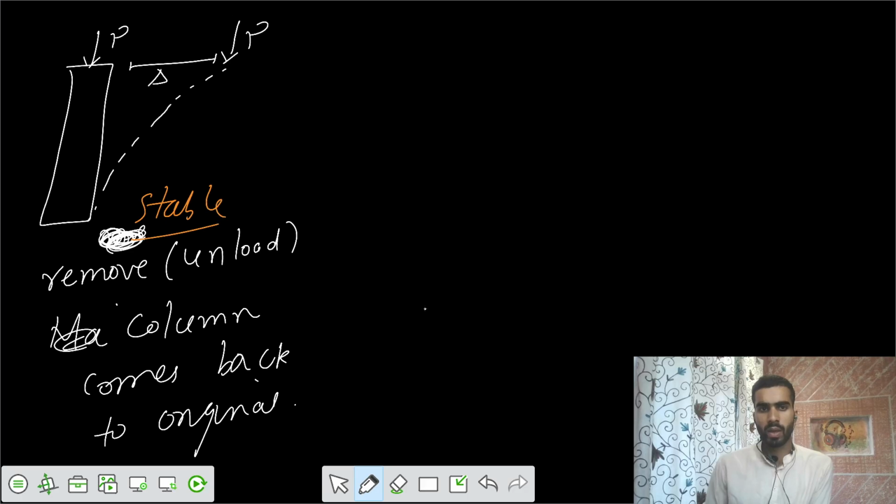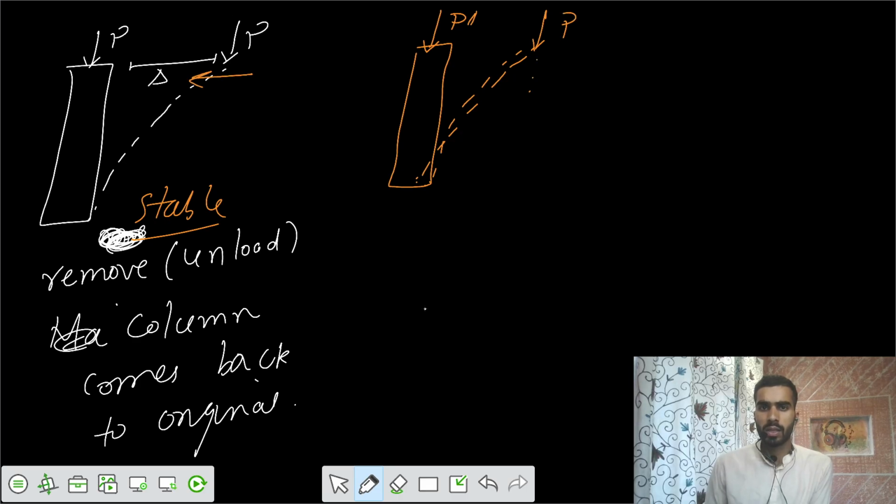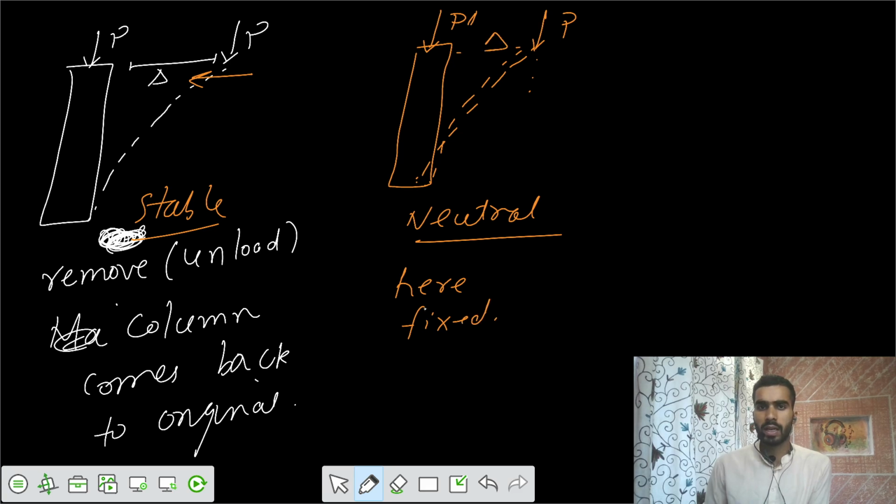Stable configuration. Now, you applied a load of P1, and it deflects by delta. In the first case it comes back. Now in the second case, it would remain neutral. That means it won't come back to the original position, so it remains here only. It would remain fixed now. So this delta remains constant. It's not changing after unloading. After unloading, there is no change in delta.